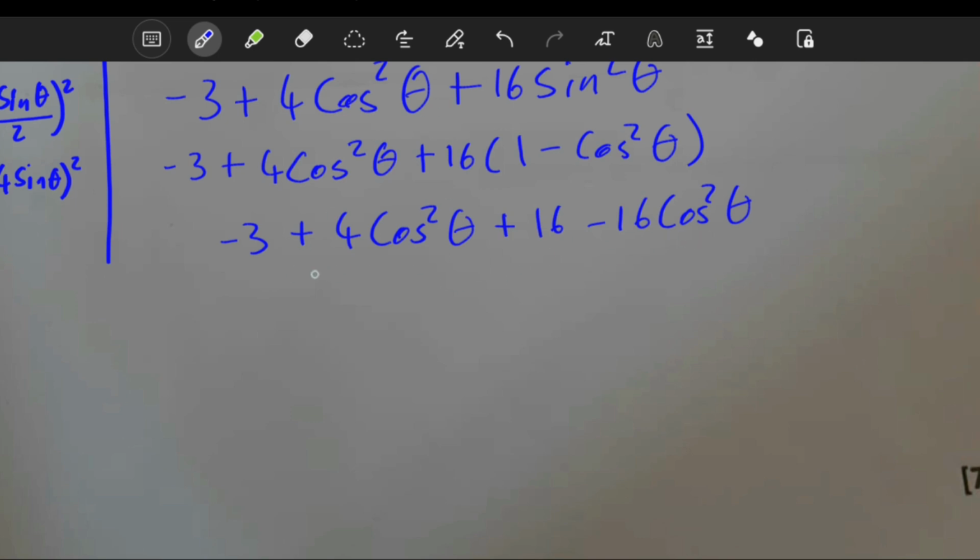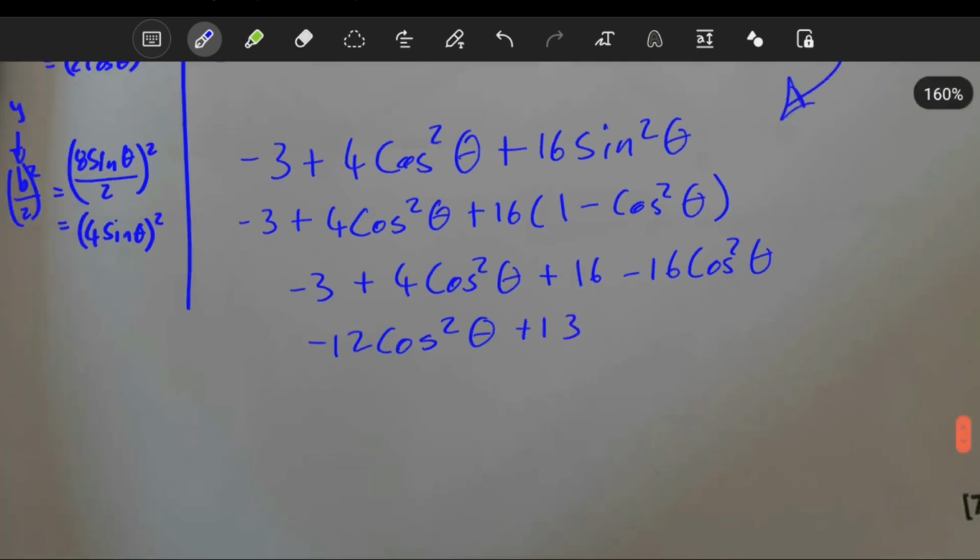Simplifying all this, let's write it in standard form. Here 4 minus 16 gives you negative 12, so negative 12 cos squared theta. And then here 16 minus 3 is going to give you a positive 13.